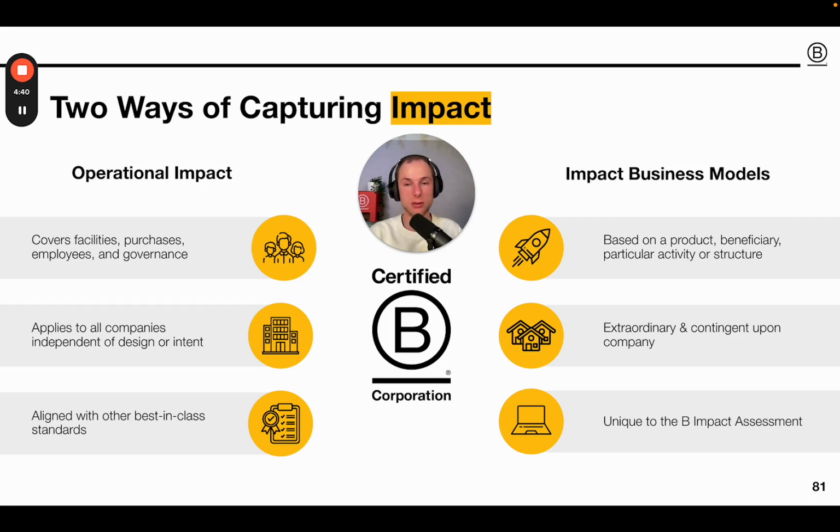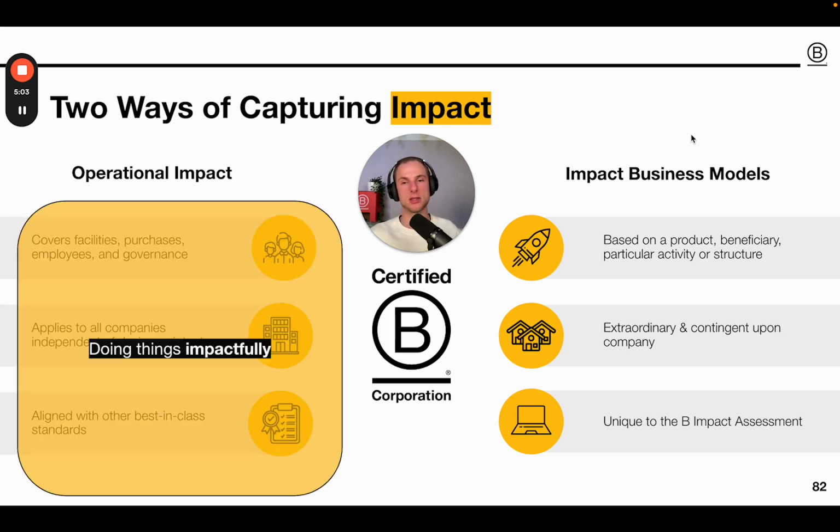They are also unique to the B Impact Assessment. So that's why we sometimes call it the secret sauce of the impact assessment, because these impact business models, or IBMs, are really what set the BIA apart from maybe its peers or its competitors. So let's look at those impact business models, right? Whereas operational impact is really about doing things impactfully.